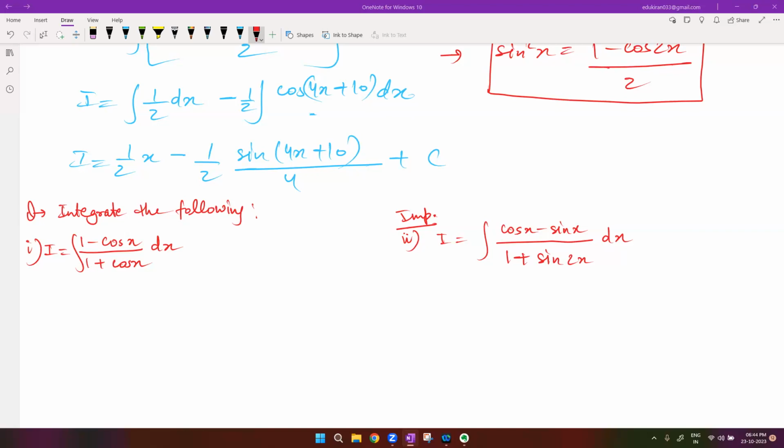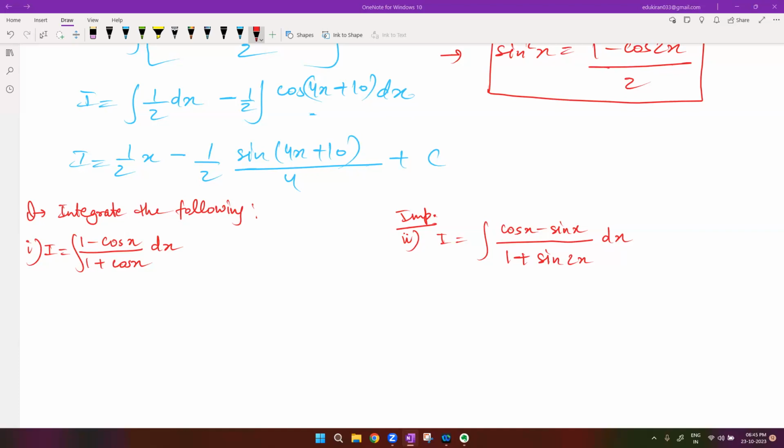See, substitution won't work directly. You can check this. The denominator contains 1 plus cos x. If you differentiate 1 plus cos x, the differentiation of cos x is nothing but minus sin x, but you don't have minus sin x in the numerator. So substitution won't work. Now, what else can we do? Can we multiply the numerator and denominator by 1 minus cos x?